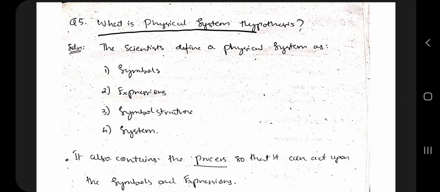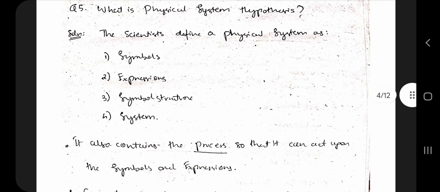Next is, what is the physical system hypothesis? You know, there is a hypothesis from the 1950s which is known as the physical system hypothesis. When it was the starting of AI, at that time many hypotheses were arising, and the most appropriate one which was taken from among them is the physical system hypothesis. So let's understand what the physical system hypothesis means. What are the key points you need to write if this question is asked in the exam?